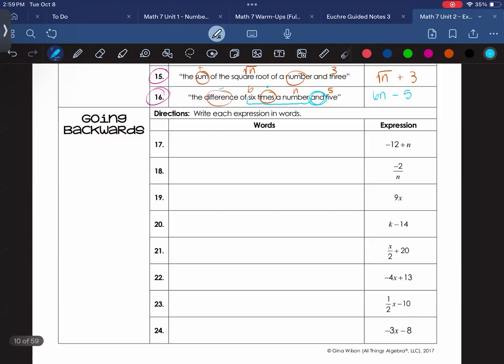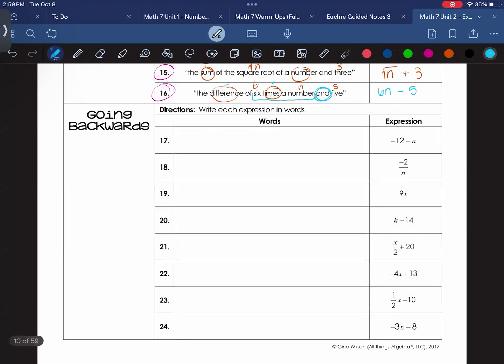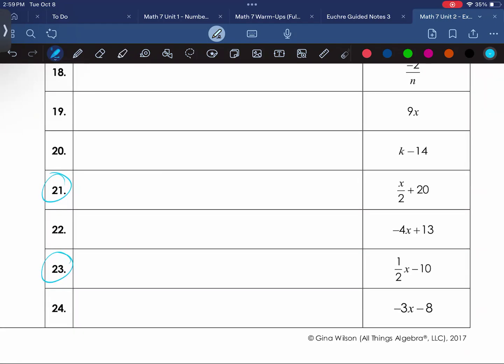Now here, I want you to pause the video, and I want you to come up with your own words to go ahead and explain a few of these problems. On your own, go ahead and do 21, 23, and that's good. So pause here, come up with your own. All right, you should have paused and come up with your own for number 21 and 23. I'm just going to give you one example, but you could have something else.